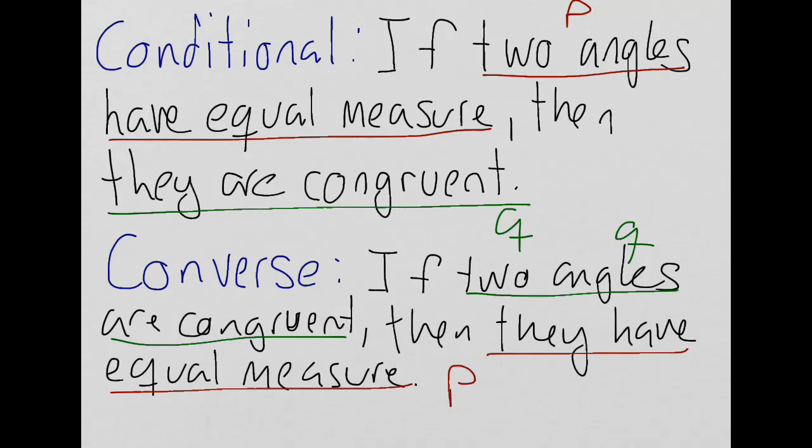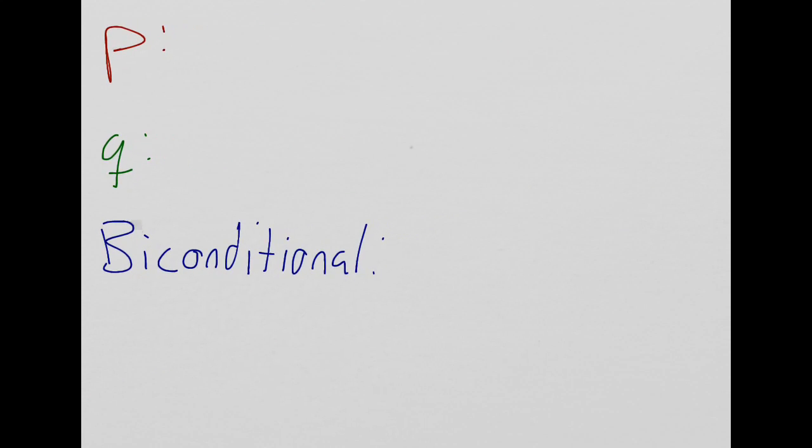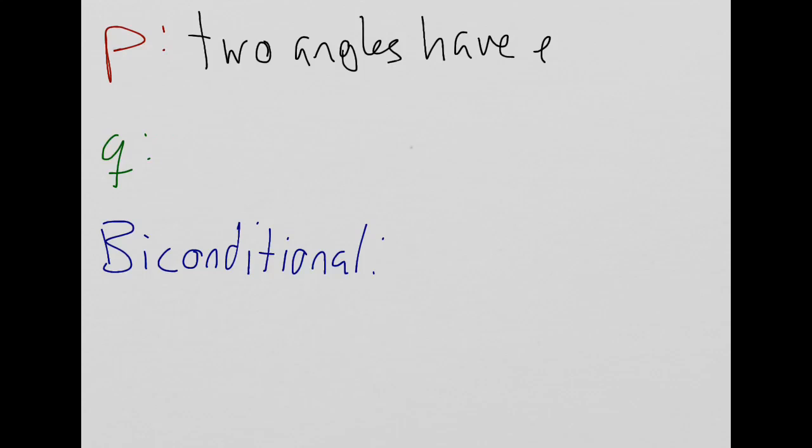Now that you've had some time to work on this on your own, we're going to go over it together. We're trying to write a biconditional statement using this true conditional statement and its true converse. The steps to write a biconditional: we take our P and our Q and put an if and only if in between them. So let's do that. Our P was two angles have equal measure.